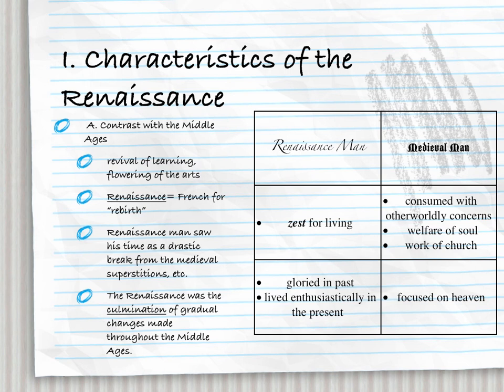The Renaissance man will glory in the past. They're going to look at pretty much the classical time period, classical scholars like Aristotle and Socrates and Plato and ancient Greece and ancient Rome, and say, look at what man accomplished during that time period. Wasn't it great? He'll live enthusiastically in the present, and he really doesn't care a lot about the future. He just thinks that the future can take care of itself. Whereas the medieval man is focused on, again, otherworldly things. He's focused on heaven, his future. He's not concerned so much about the here and now or the past.